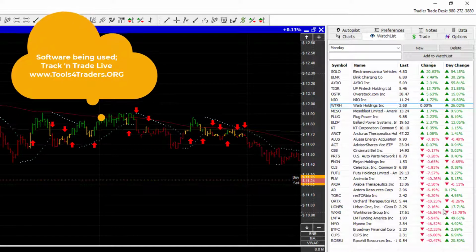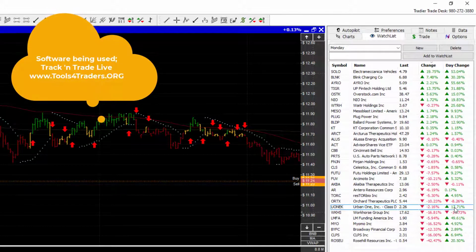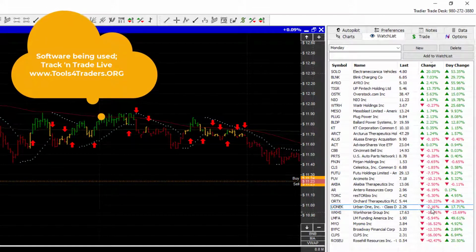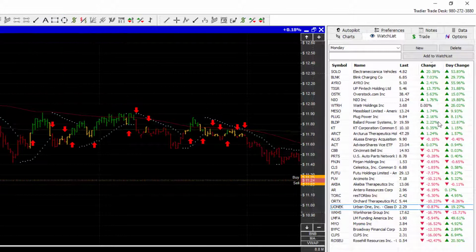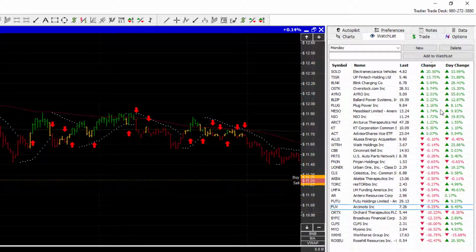And you'll see that oftentimes. You'll see, like, this one here gapped up 17%, but now it's down 2% from the open. And so that's a neat little trick that you can use in Track and Trade to see the differences between the two. And of course, what I like to do is sort by the change and bring all the highest ones to the top. And then, of course, this is the one I'm going to be interested in.